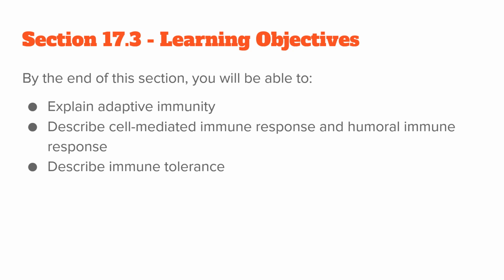By the end of this section, you should be able to explain what adaptive immunity is, describe the two main branches, cell-mediated and humoral, and understand how the immune system avoids attacking harmless or self-antigens through immune tolerance.